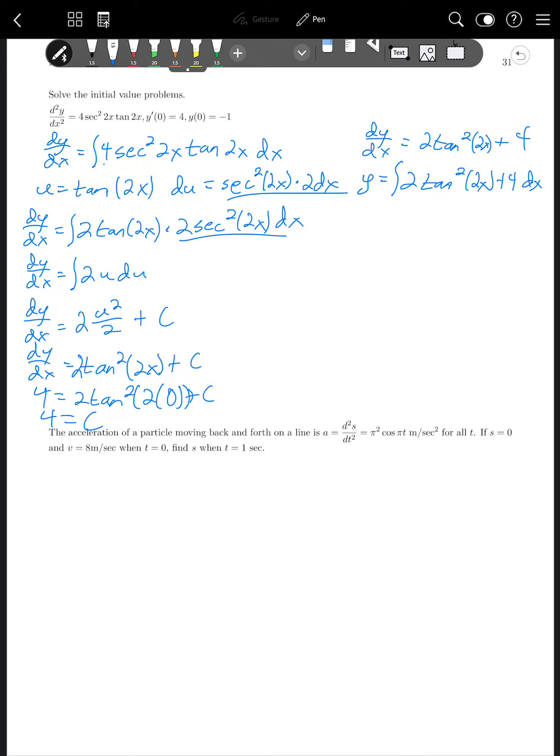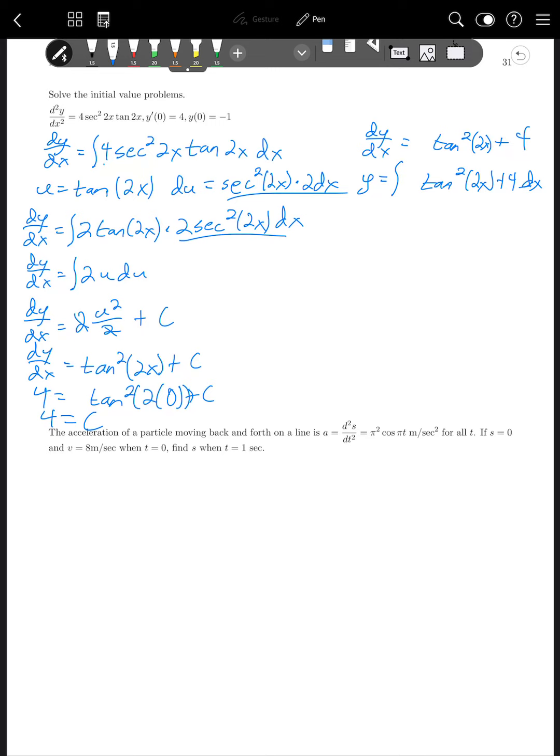Oh, whoops. I put a 2 in here when I should not have. Yeah, those 2's cancel out. I was right the first time. So let me go back a second. These 2 2's cancel out, and now we're good.